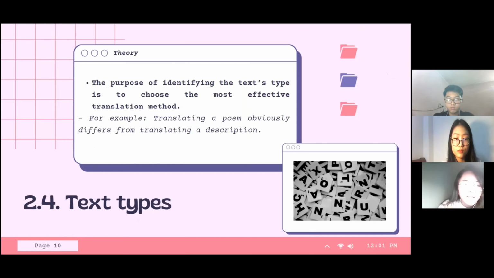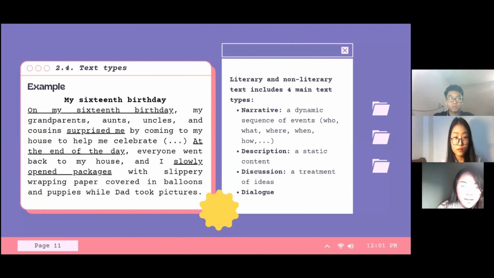I also have an example here. You can look at this text. This is a short story about the 16th birthday. In this story, you may see the phrase on my 16th birthday or at the end of the day. We are to answer the question when, and the author used a lot of verbs such as surprise me, slowly open the package. All of the signals that I mentioned is the signal of narrative text type.